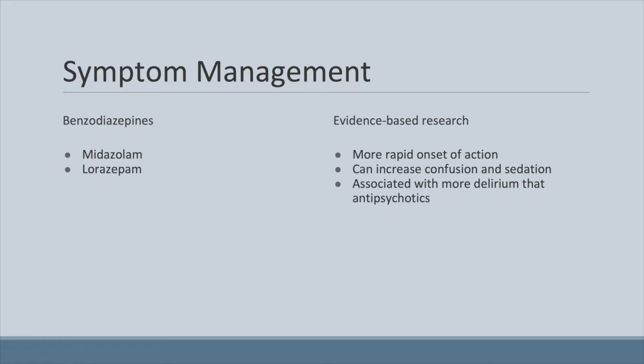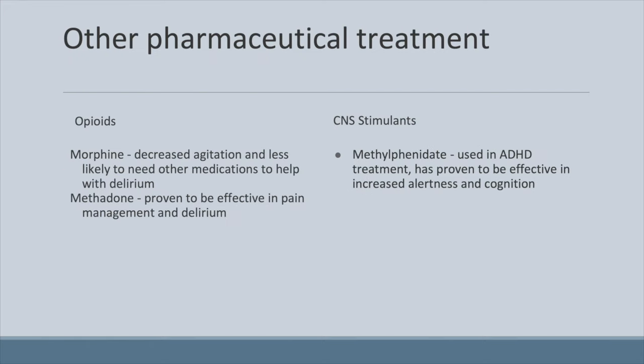Also, benzodiazepines are used for delirium. The benefit of that is they do have a more rapid onset of action, so you may get a quicker response versus some of the other medications like the antipsychotics. Opioids can be used as well. The benefit of that is you can treat pain and delirium.